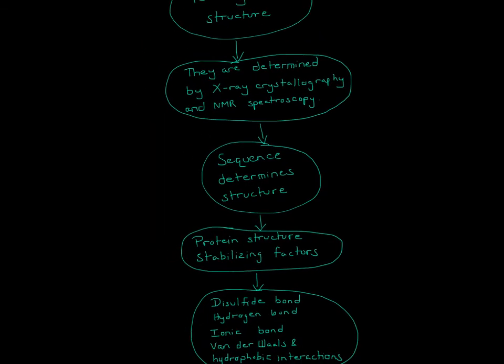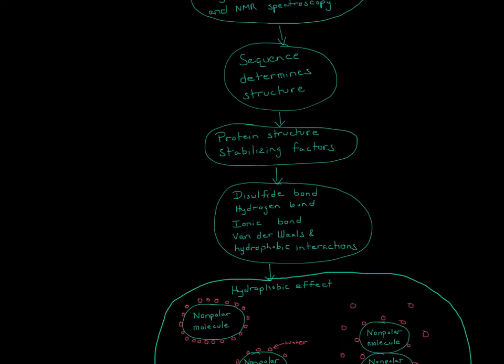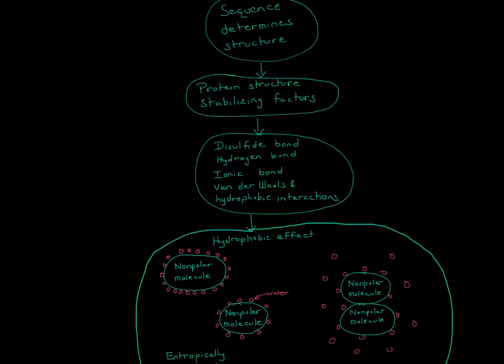So once again, why is this important? Because if you know the tertiary structure, the sequence will determine the structure of the protein, and then it will lead to the function of this protein. So what are some protein structure stabilizing factors? A few of them are disulfide bonds, hydrogen bonds, ionic bonds, van der Waals forces, and hydrophobic interactions.